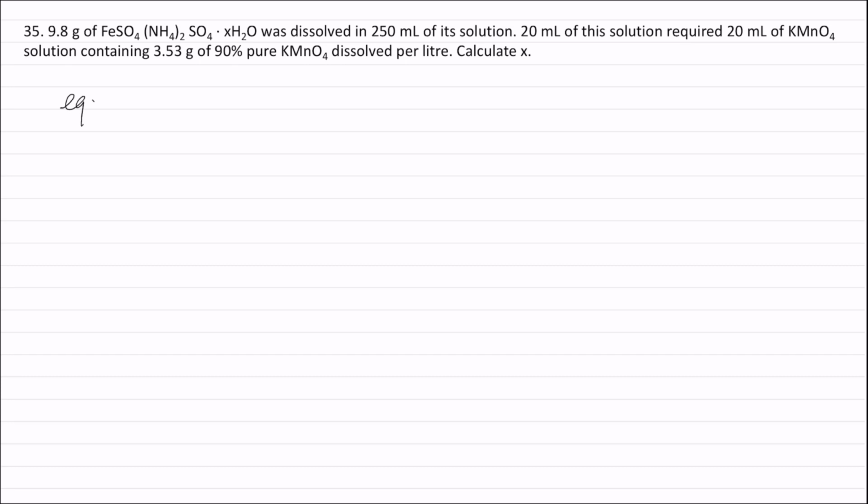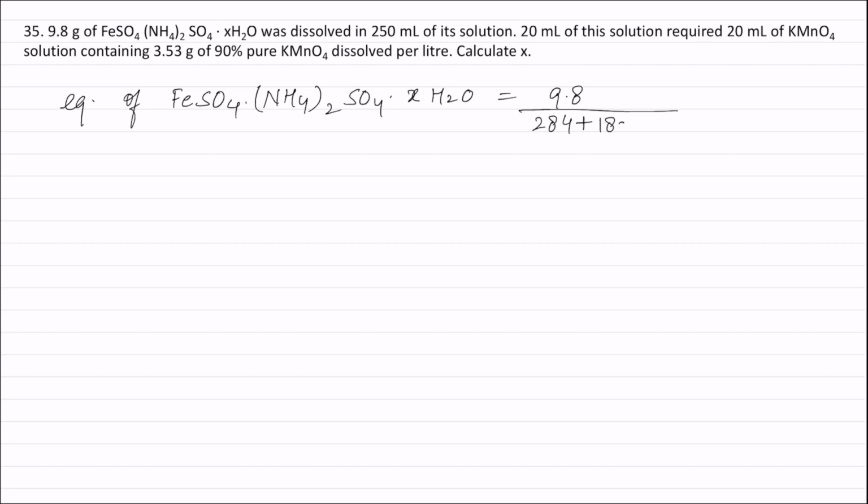Now, equivalence of FeSO4·(NH4)2SO4·xH2O is equal to weight divided by equivalent weight. Weight of FeSO4·(NH4)2SO4·xH2O is 9.8 gram and equivalent weight is equal to molecular weight divided by valency factor. Molecular weight is 284 plus 18x, divided by valency factor, that is 1.